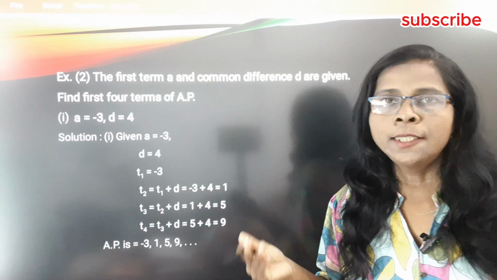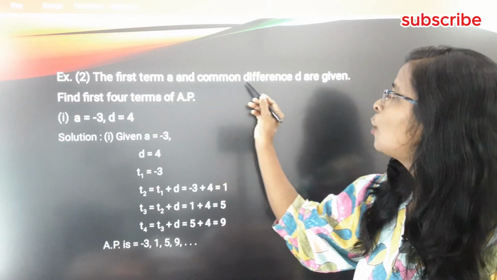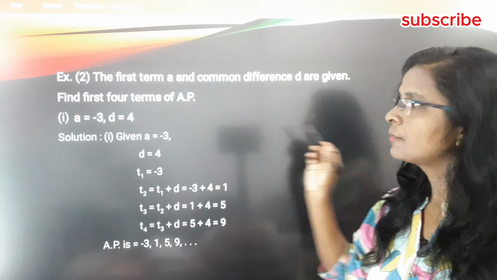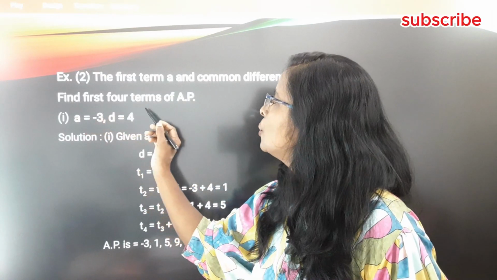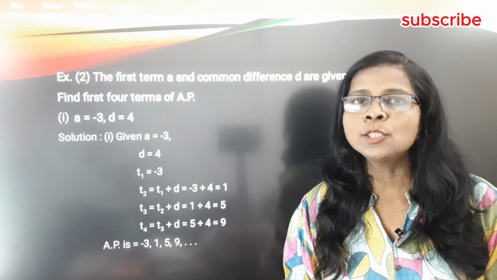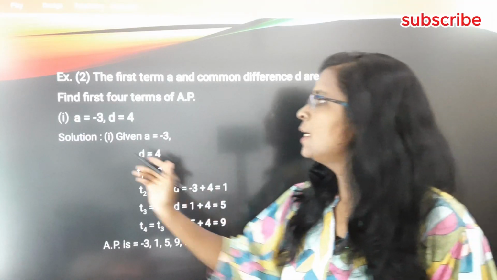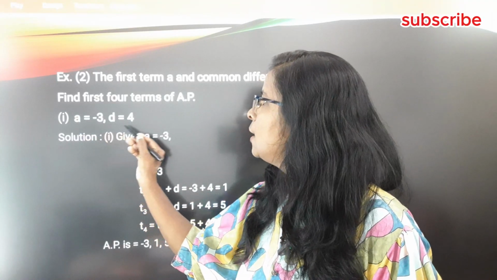Let us see another type of question, students. The first term A and common difference D are given. Find the first four terms of the AP. AP, students, is the short form of arithmetic progression. So now here A is equal to minus 3, D is equal to 4.